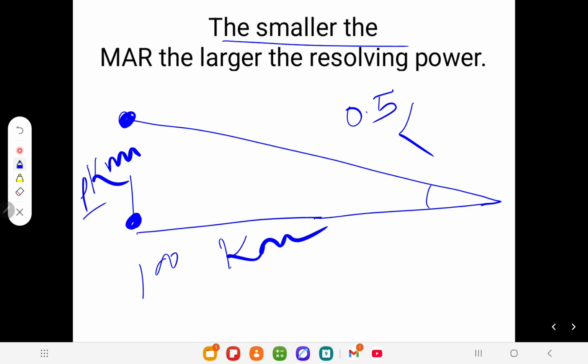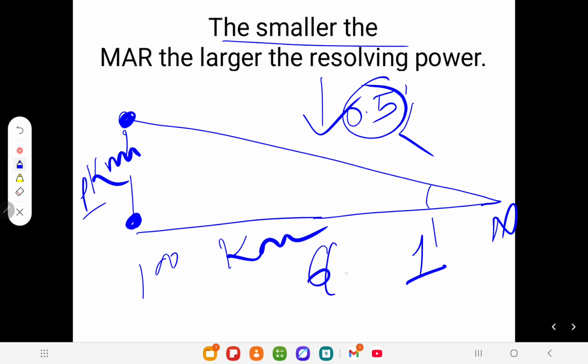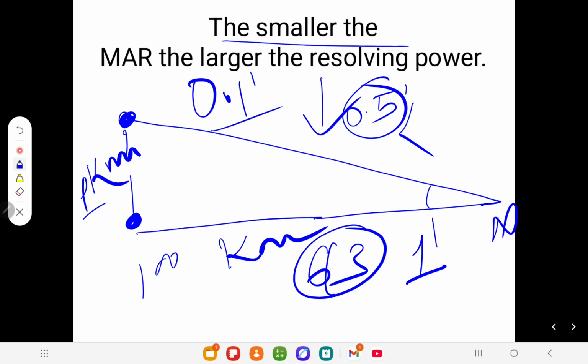Let's take an example, 0.5 minute of arc. Is it humanly possible to see this? If it's very much less than 0.5 minute of arc, that is the separation between these at our nodal point, is it possible? No, not at all. Where the resolving capacity is roughly 1, yes, up to 6 by 3 some people can see. Obviously it depends on the individual, but humans cannot see 0.1 minute of arc. If MAR is 0.1 minute of arc, is it possible? Not at all. It's not recorded till now.